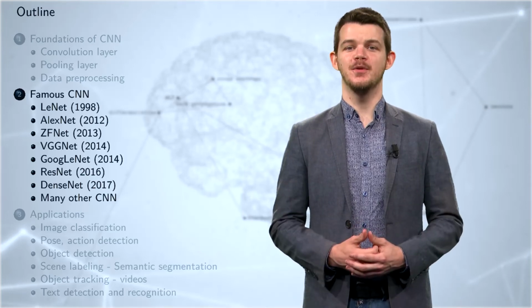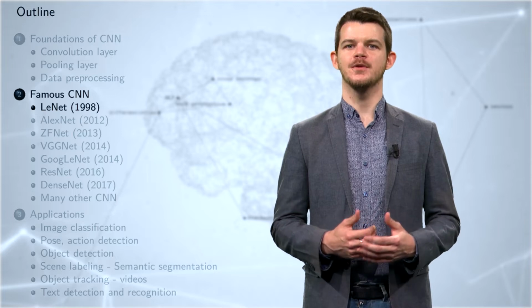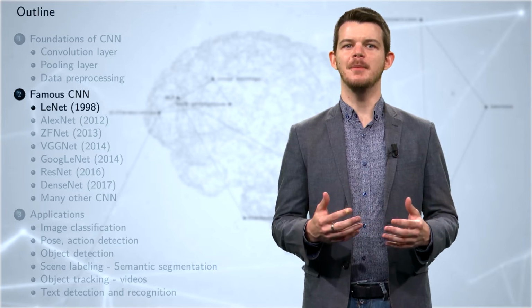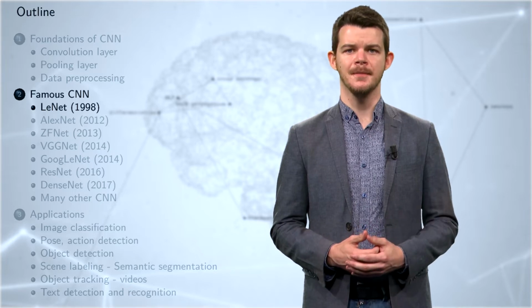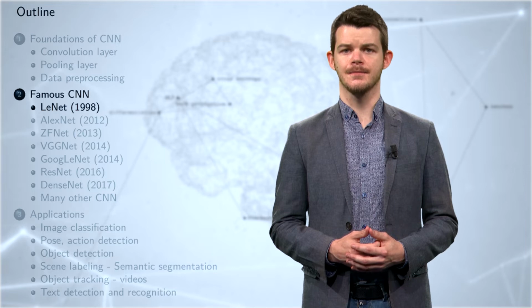We are now going to review the most famous CNN architectures. We start with the first CNN named LeNet, which was first designed in the early 90s. The original aim of this network was to classify handwritten digits from 0 to 9 in order to automatically read postal codes and bank checks.